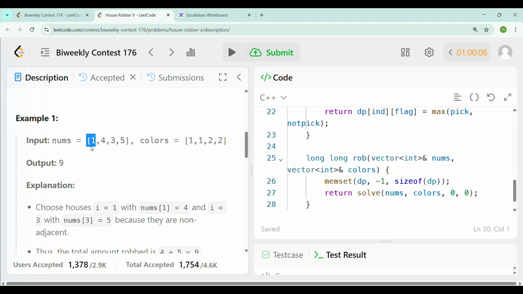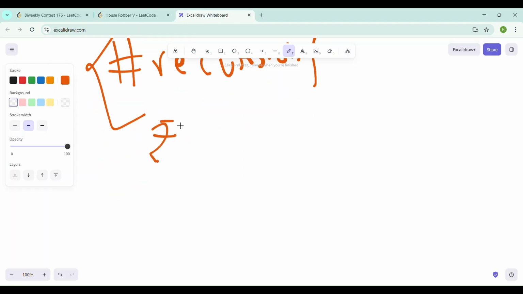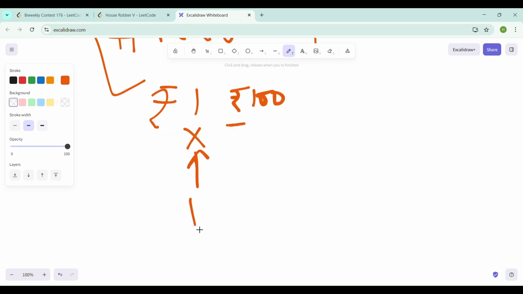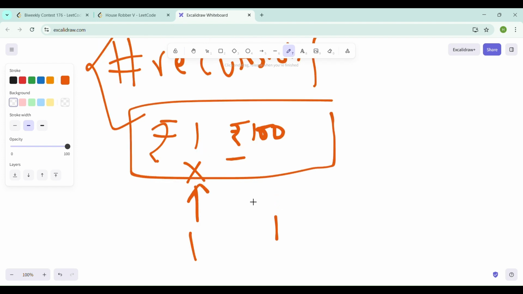Either, if you see that the value of the house is very low, meaning the rupees you are getting is, let's say, only 1. And if you leave this house, the adjacent house was, let's say, rupees 100, right? And both have the same color code. Let's say this had a color code of 1, this also had a color code of 1, and they were adjacent houses. Now you tell me, which house should you rob, right?